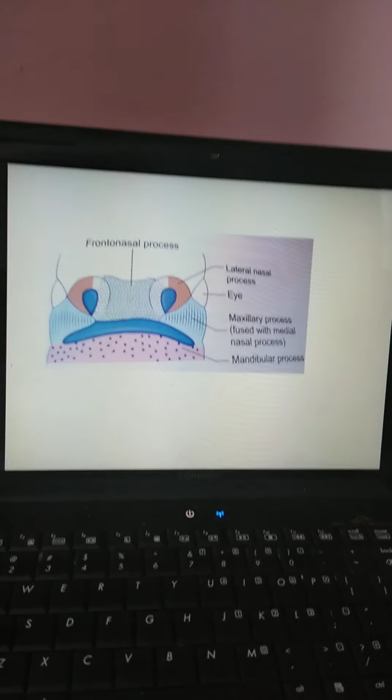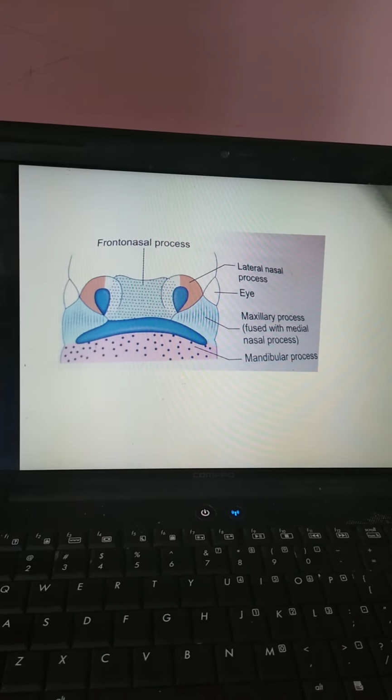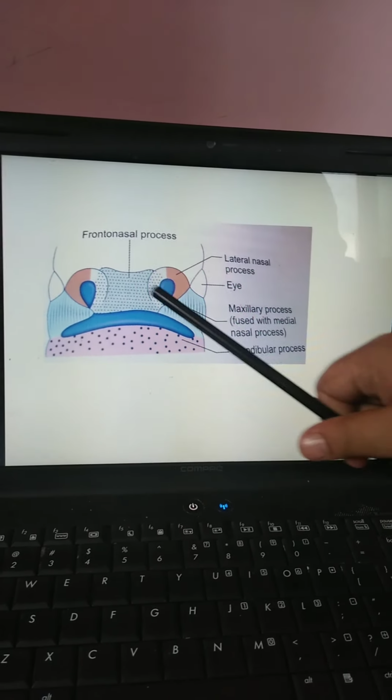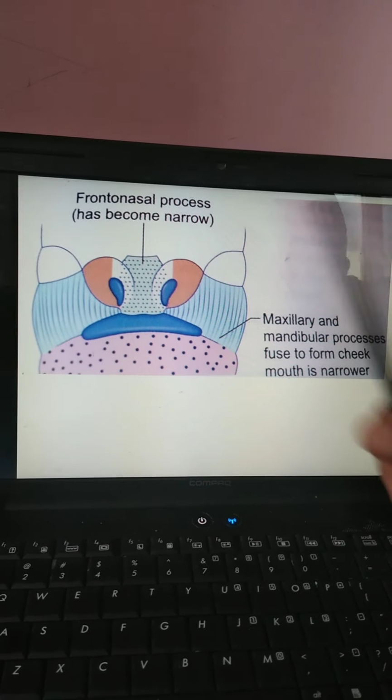The two nasal sacs are first widely separated from one another by the frontonasal process. When the frontonasal process narrows, they come close to each other like this.